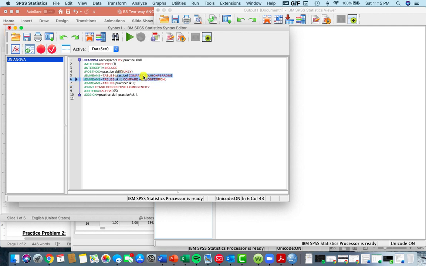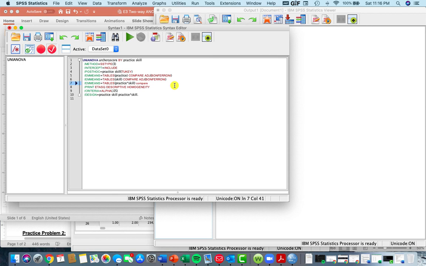So you'll see down here, we've basically got our compare, pairwise comparisons information here where we're adjusting with the Bonferroni, right? And that basically gives us our pairwise comparisons for practice, pairwise comparisons for skill, and then you can see we have our interaction effect here.